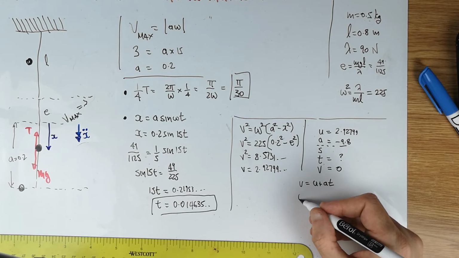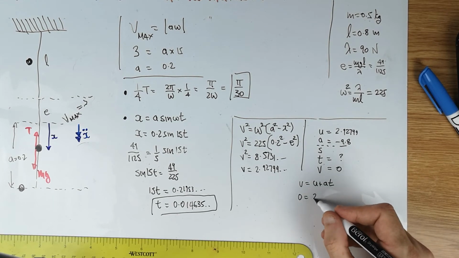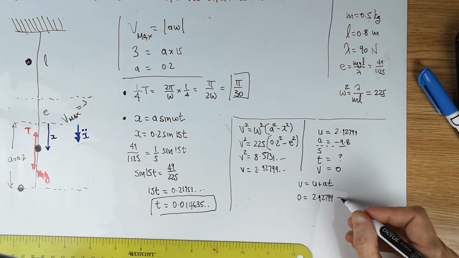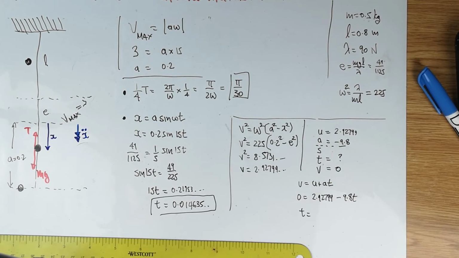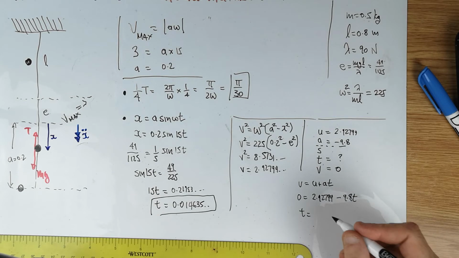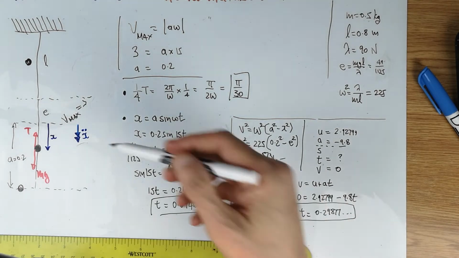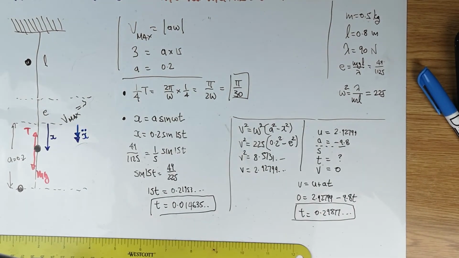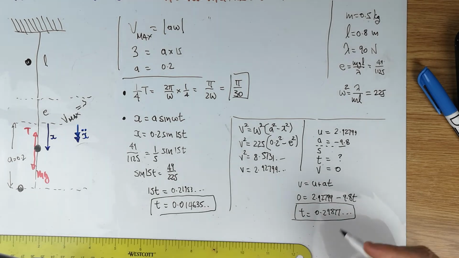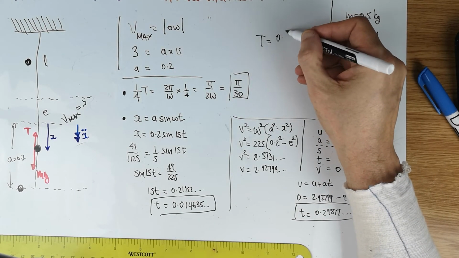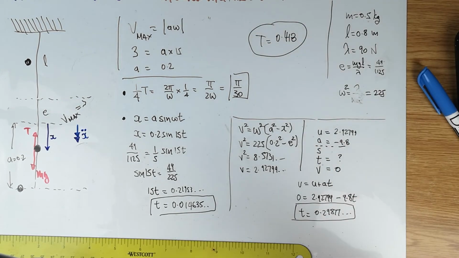So this is what we got. 0 is equal to 2.92799 minus 9.8t, and therefore my time is that divided by 9.8, which is 0.29877 dot dot dot. And therefore, if you ask me how long it takes to go from there to there, the answer would have been that plus 0.14635 plus pi divided by 30. I would have made it a total time of 0.418 to 3SF. I hope at least I've done it correctly.